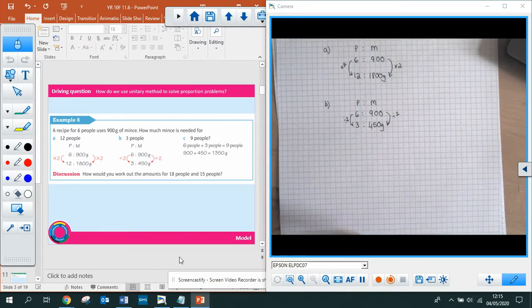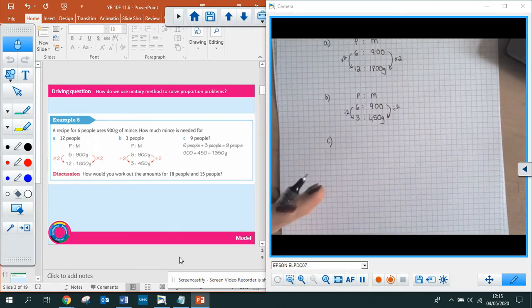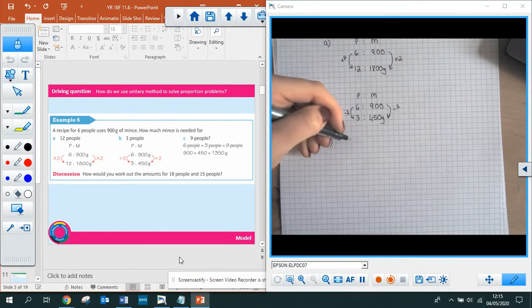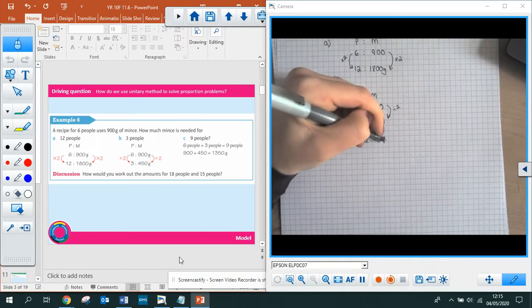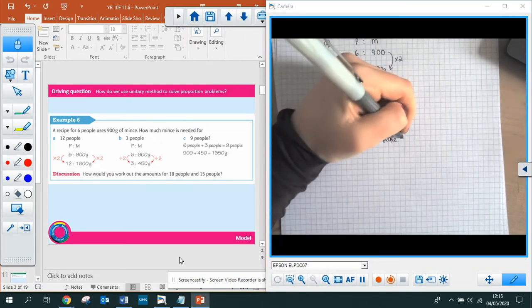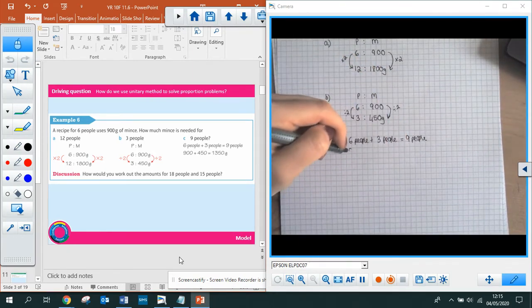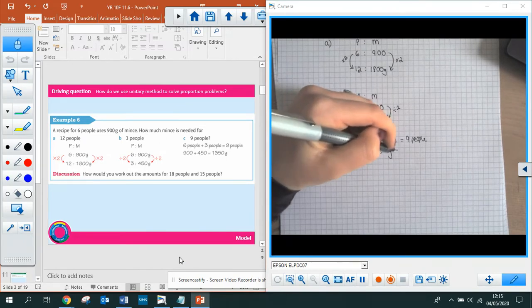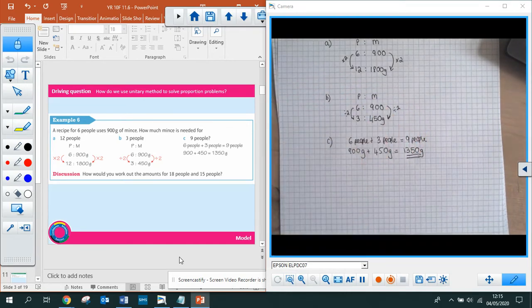Okay, for part C, it's asked us for 9 people. Okay, so we know the amount for 6 people now. We know the amount for 3 people. So all they've done is 6 people plus 3 people. Okay, and that's going to give us the 9 people that they want. So that's going to be the 900 grams plus 450 grams, and therefore we need 1,350 grams for 9 people.